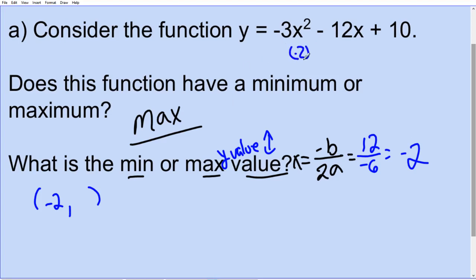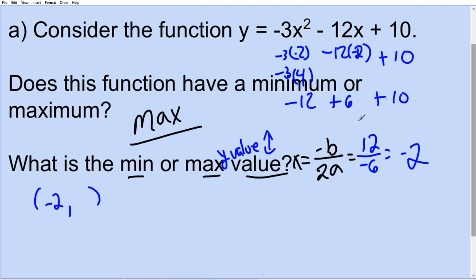-2 squared is 4. 4 times -3 is -12. Middle term. -12 times -2 is +24. And then don't forget your +10 in the end. If I add these all together, that gives me a +4. 6 plus 10 is 16. 16 and -12 is 4.